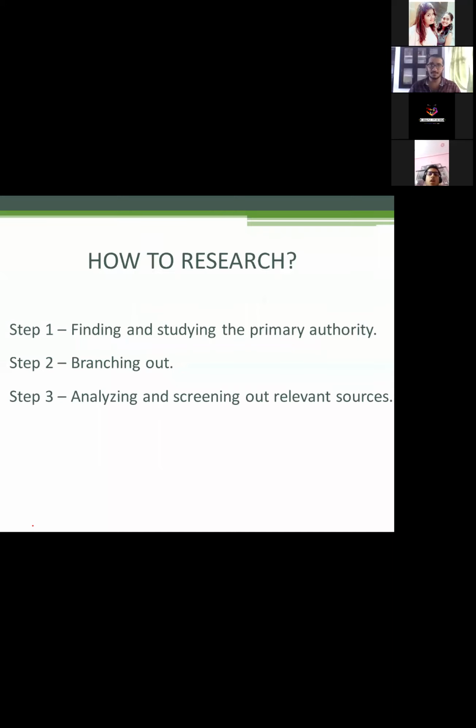So the first step is, once you have the first issue in your hand, the first thing you have to do is identify the primary authority that deals with the issue. For instance, take a constitutionality example. You are challenging the constitutionality with respect to Article 14. So the primary authority is Article 14.